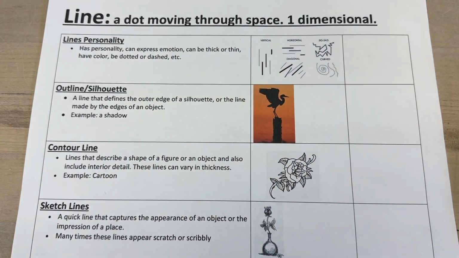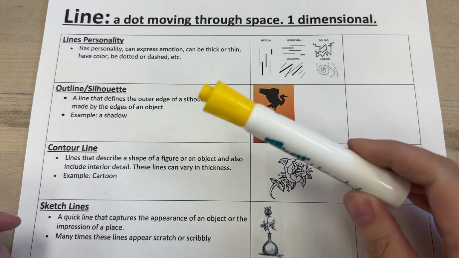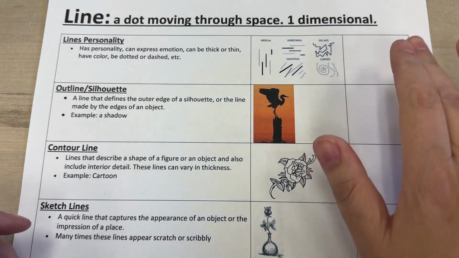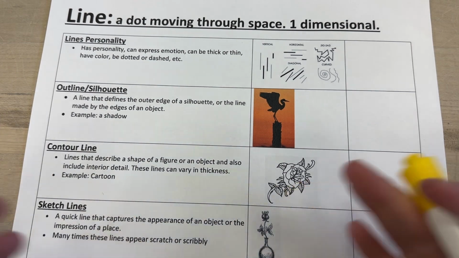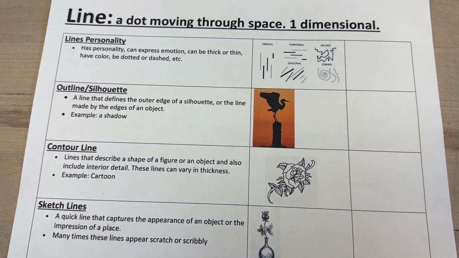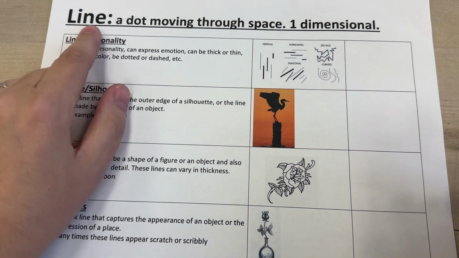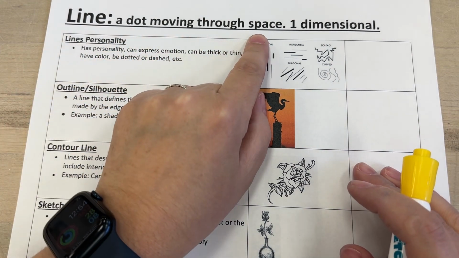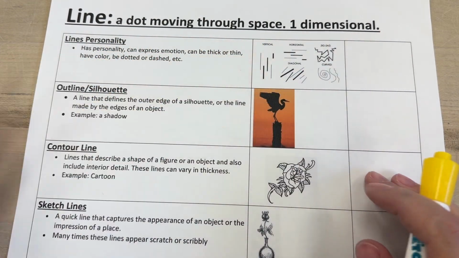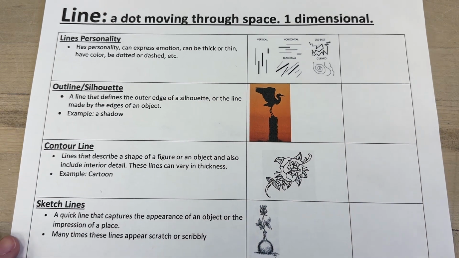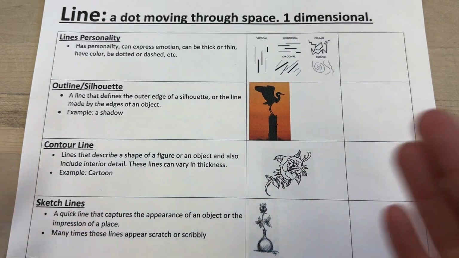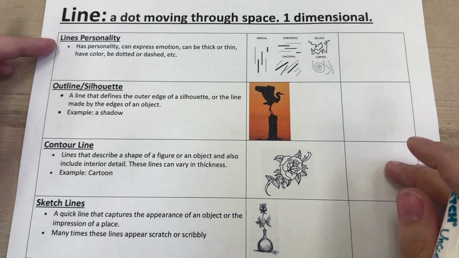So find this page in your sketchbook, and then as we follow along, make sure you're highlighting, and you're going to do your own drawing as we go through this. So according to the main definition, math, a line is a dot moving through space and it's one-dimensional. Now, for artists, we have a lot of things that we call lines that mathematically aren't lines, but for our purposes, they are. So for us, lines can have personality.